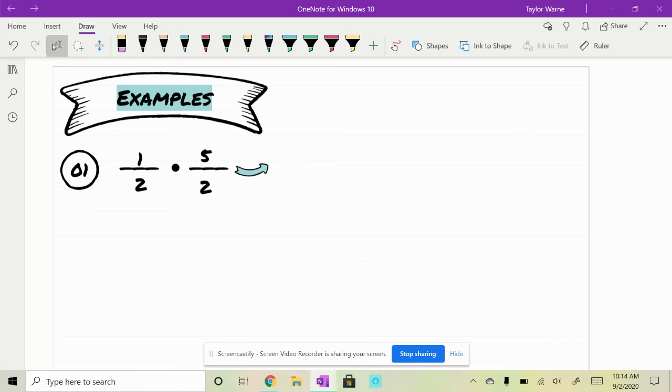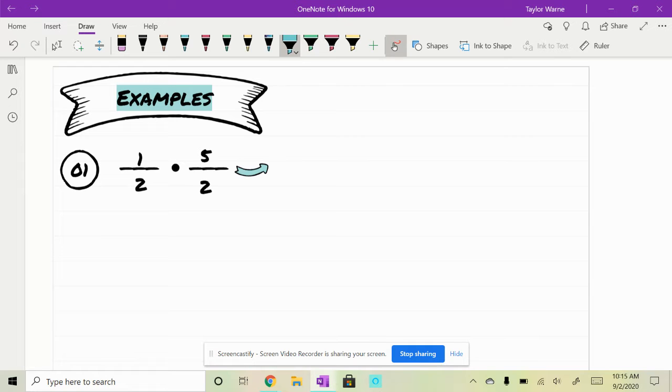So let's do an example. I'm going to do an example of each method for you, and then you can kind of choose what works best for you, what you feel most comfortable with. So I'm going to start off with method one, multiplying straight across. So here we have 1 divided by 2 multiplied by 5 divided by 2. Please note that I'm saying the fractions as a division problem. When you see fractions like 1/2 or 5/2, they are simply just division. So just keep that in the back of your mind for future.